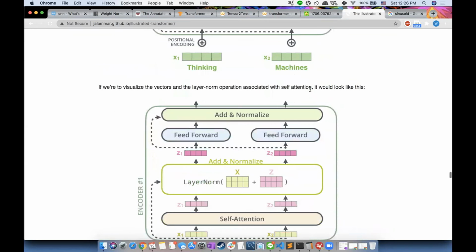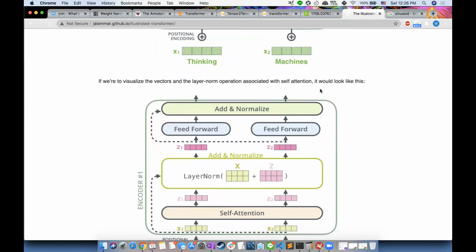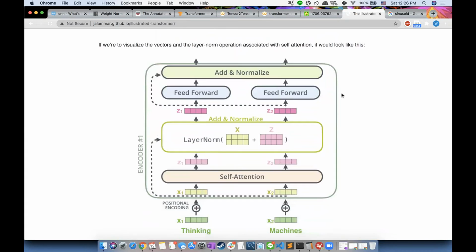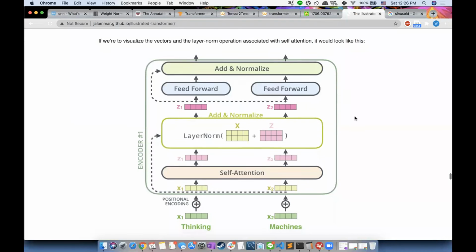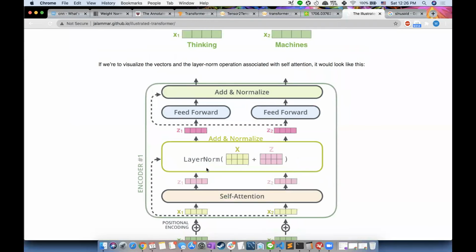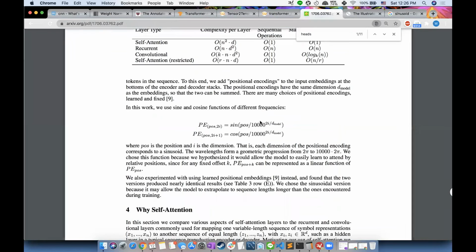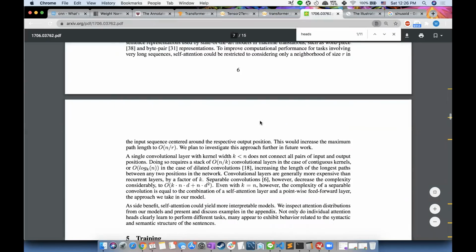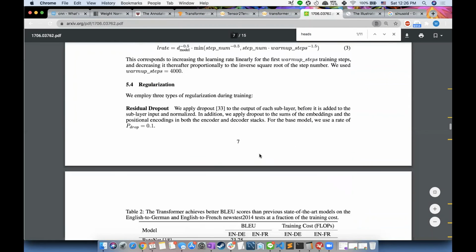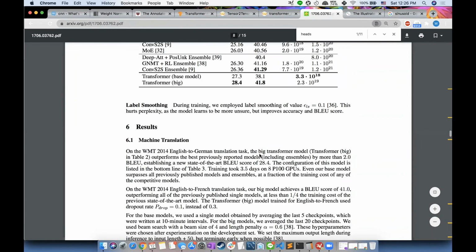If we are to visualize the vectors and the layer norm operation associated with self-attention, it would look like this. This is an even more zoomed in version of the encoder. So this is layer normalization. What does add and normalize mean? It's just layer normalization. Let me see if I can find layer normalization here.